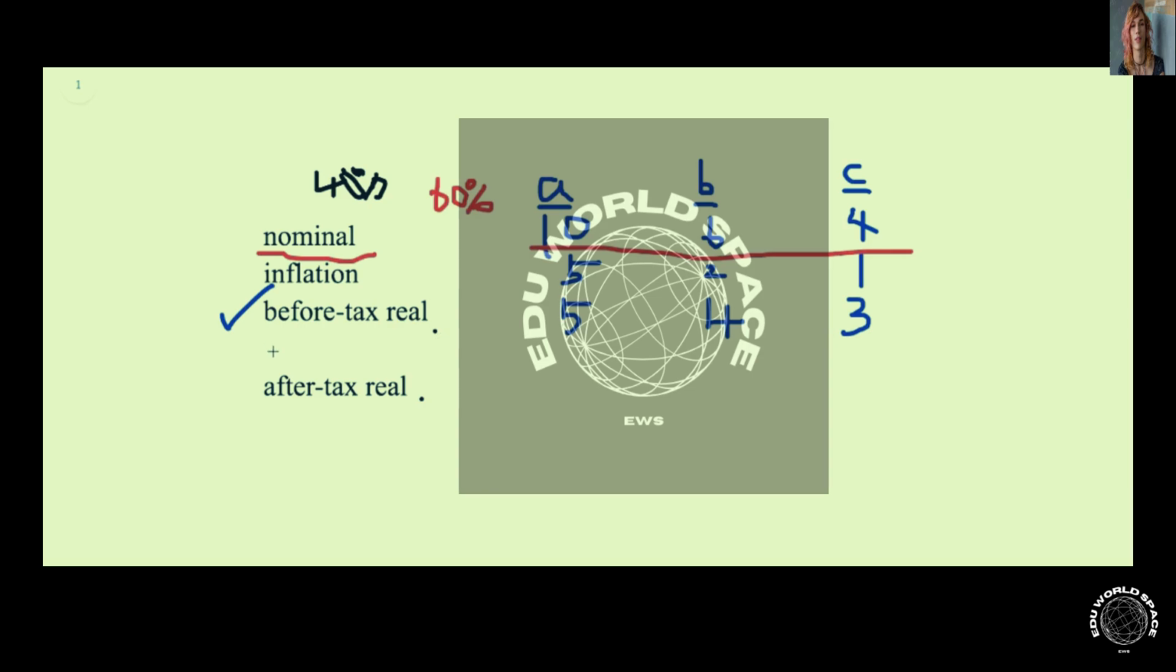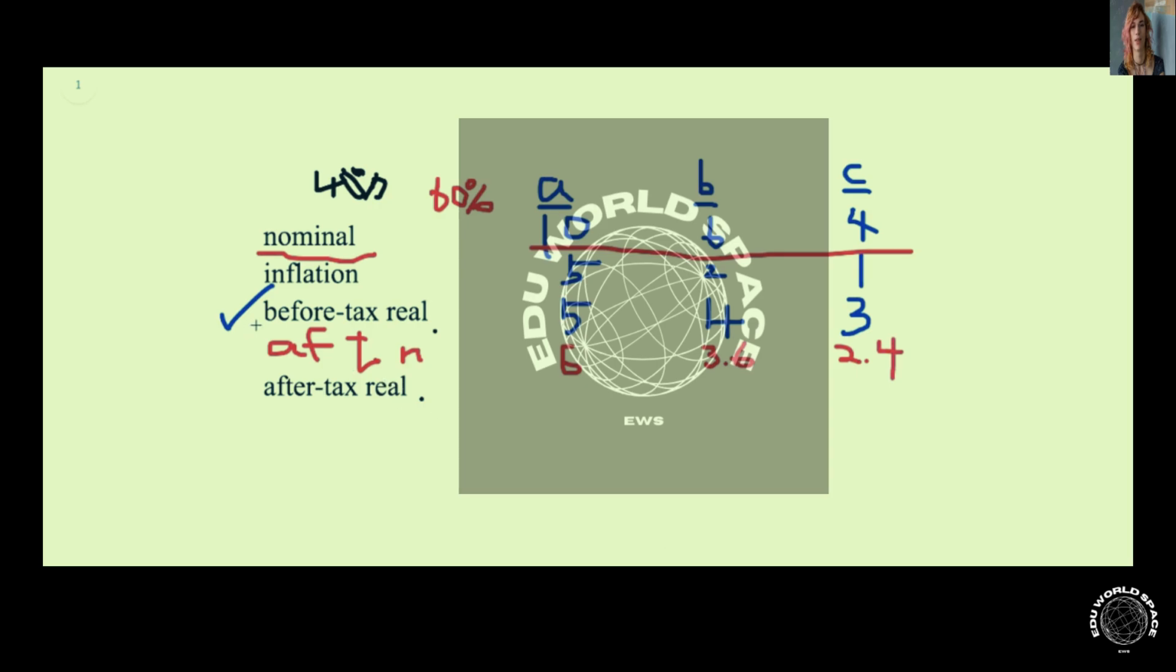So I will write it here as the after tax nominal. So 60% times 10 is 6. 60% times 6 is 3.6. And 60% times 4 is 2.4. Okay, so after we have this after tax nominal interest rate, we can calculate the after tax real interest rate.